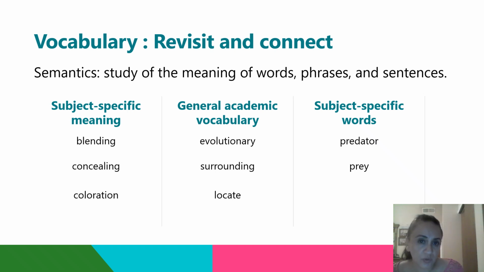In the first group of words, for example, blending, concealing, and coloration, are subject-specific meaning that differs from the meaning in everyday life. These words can be used for makeup vocabulary, and in the lesson are part of camouflage. In the second group, general academic vocabulary, the words evolutionary, surrounding, and locate are part of the science and can be used in another content area, for example, social studies. In the third group of words, predator and prey, are subject-specific words, in this case are specific to science.